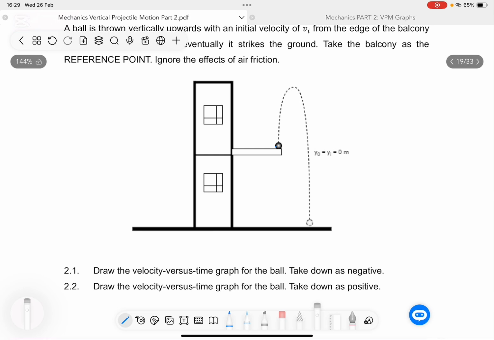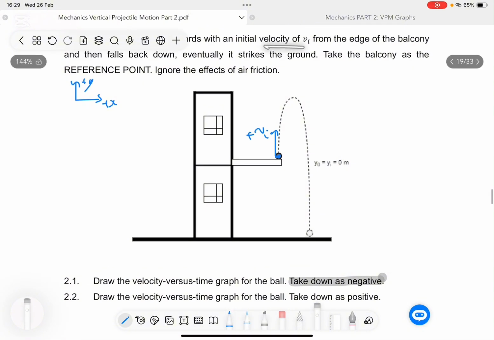Now they say draw the velocity versus time graph for the ball. Take down as negative. Now that means if we draw our direction here using the reference frame, up should be positive because down is negative. They are opposite directions. So if I were to draw the velocity that I'm given here, the initial velocity would be vi, and it will be a positive velocity, because it's the velocity that makes the ball start moving upward. So it is in the positive direction.